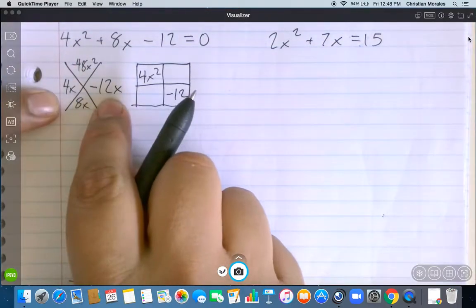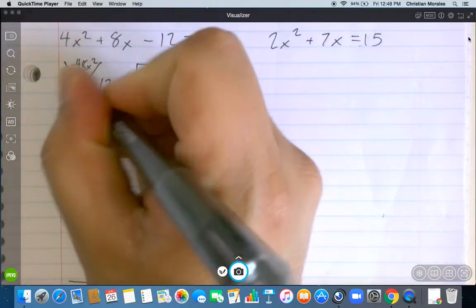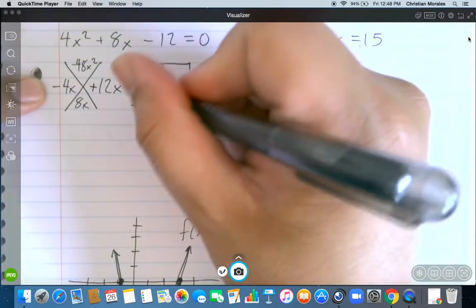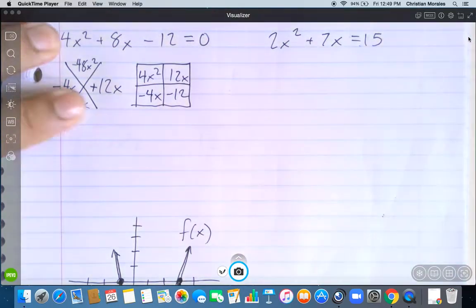But this doesn't work. If I add these up, that makes it a negative 8. So this one should be positive, and this one should be negative. So that's how I'll do it. I'll put 12x positive and negative 4x. And that's how I'm going to factor it.